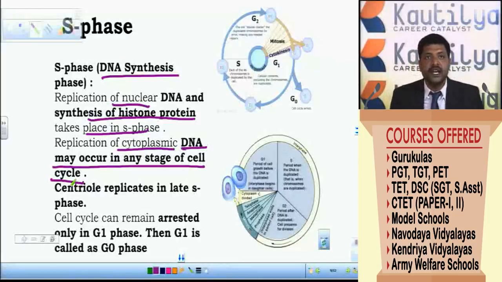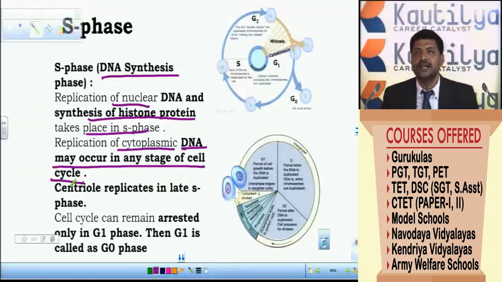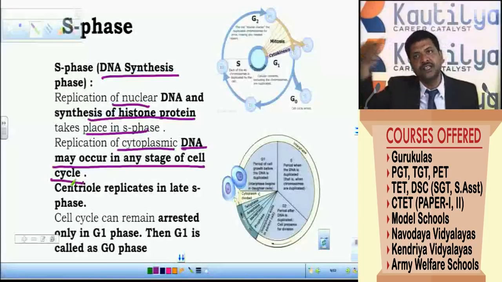Now, the cell cycle can remain arrested only in G1 phase, and then the G1 phase is known as G0. This is called a checkpoint. If G1 is completed, the cell cycle is completed. If G1 is not completed, the cell cycle will never go ahead. So, what is the checkpoint? G1. If G1 is not completed, that means the cell is in G0 phase.